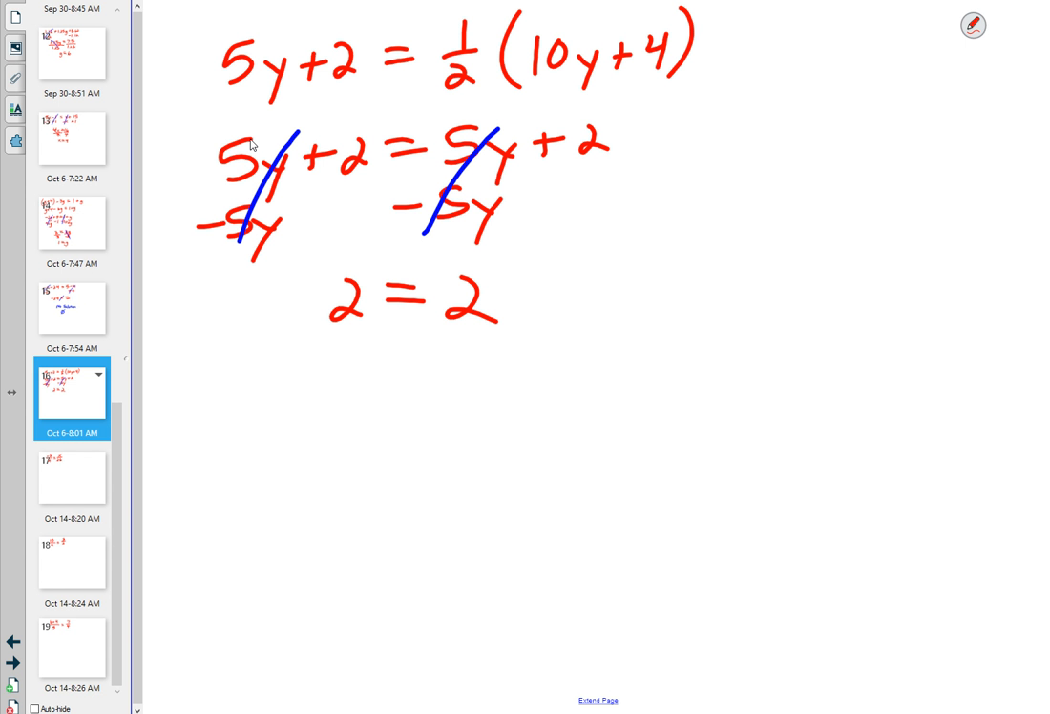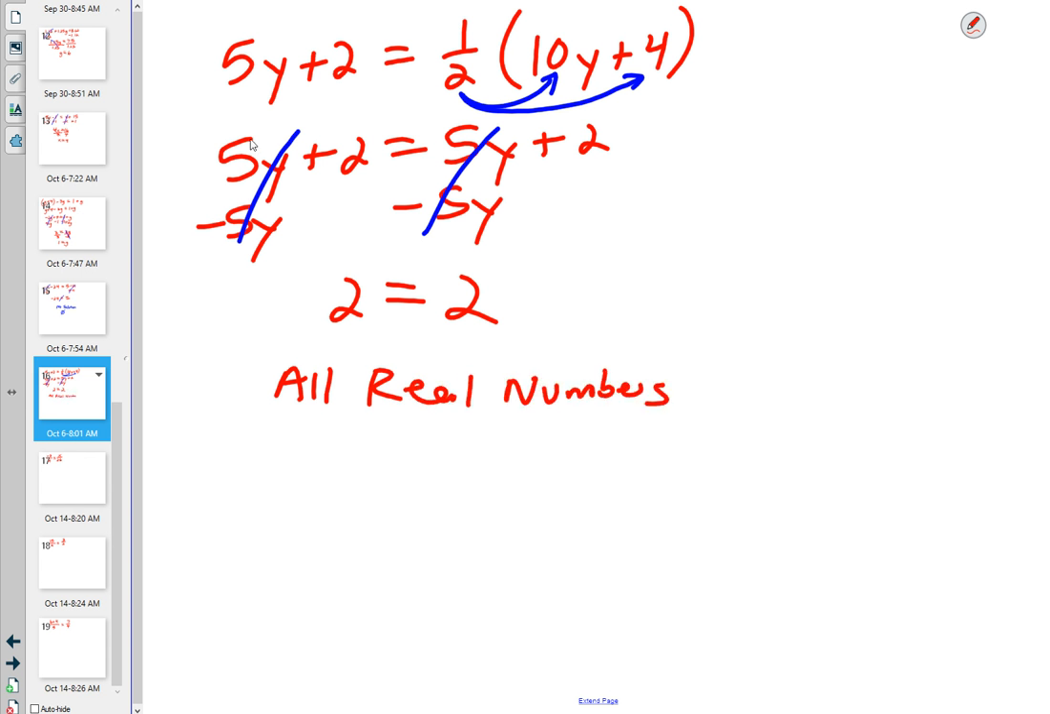No, I distributed. Half of 10y is 5y. Half of 4 is 2. I distributed. There's no more y's, but I'm left with a true statement. If what I'm left with is true, it's not no solution. It's really all solutions. It's called all real numbers.